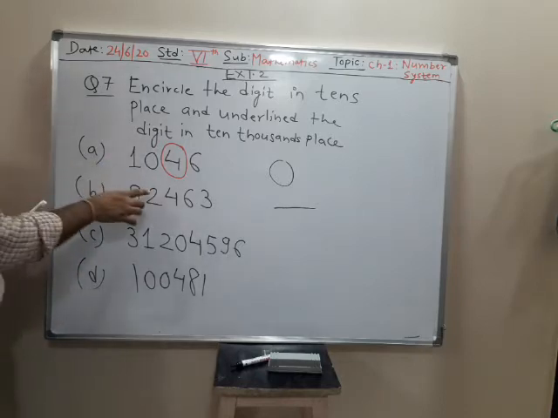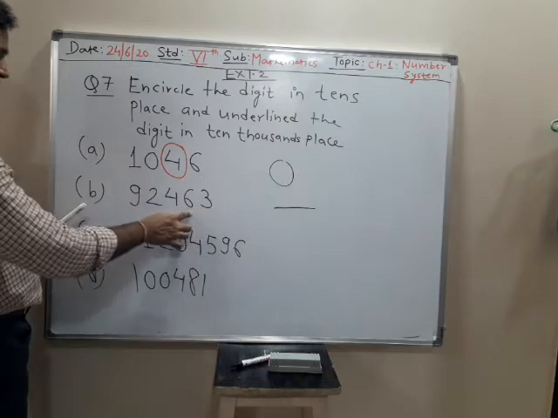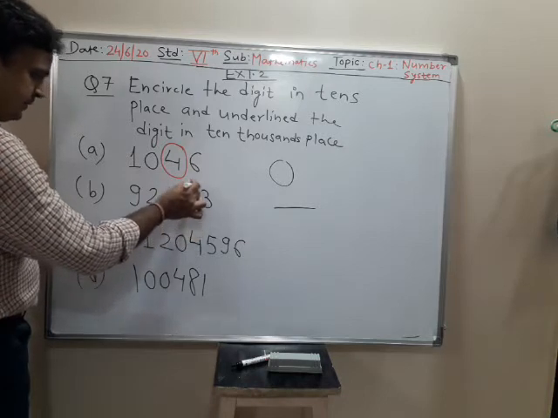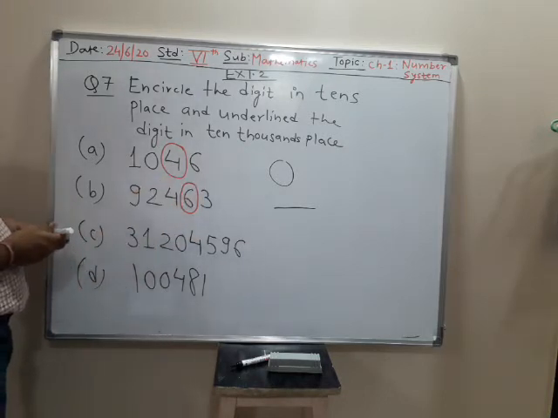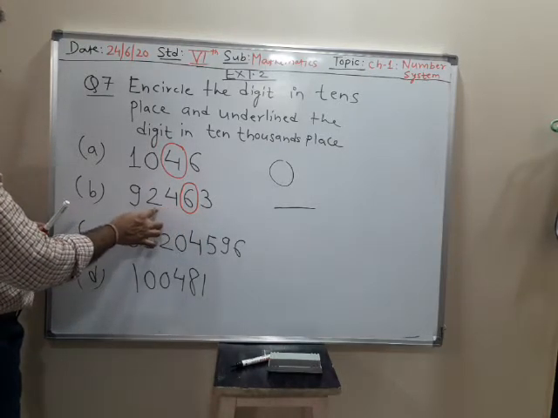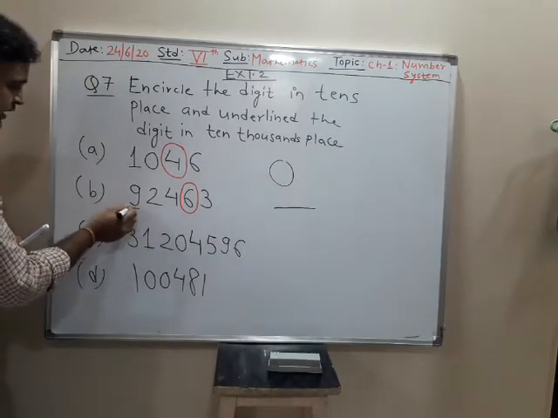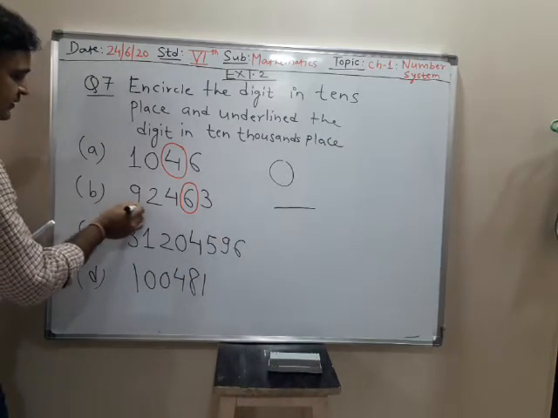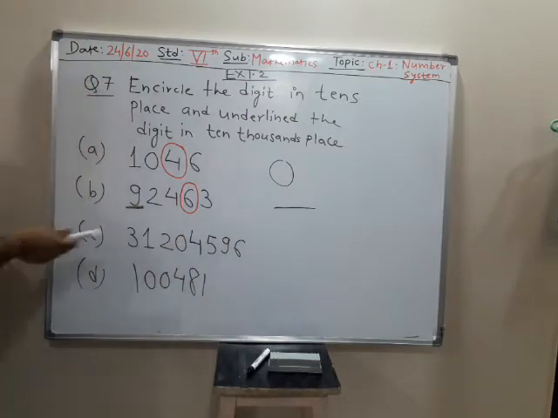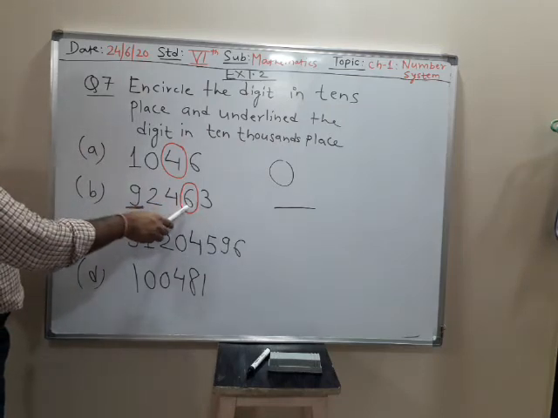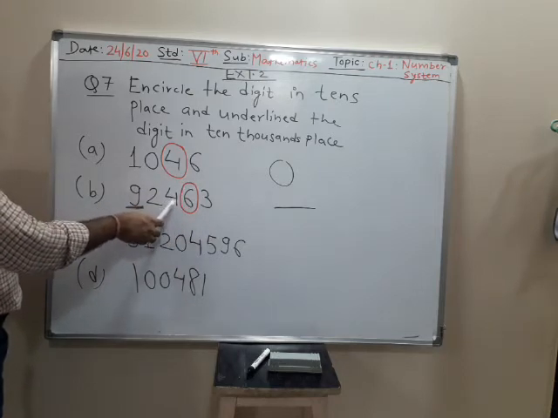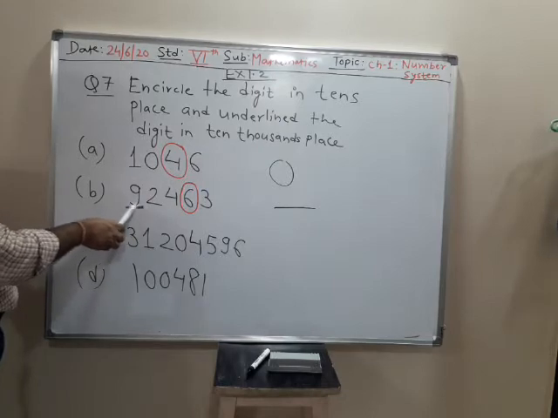Now next, ones, tens. So the tens digit we have to encircle. So this 6 we encircle. Then ones, tens, 100, 1000, 10,000. This 10,000 I have to underline. So 9 I will underline and 6 I will encircle. The 6 digit is at tens place, so I will encircle it, and the 10,000 digit I have to underline.